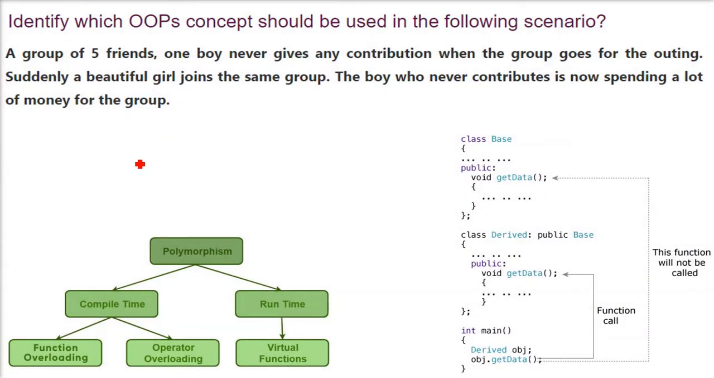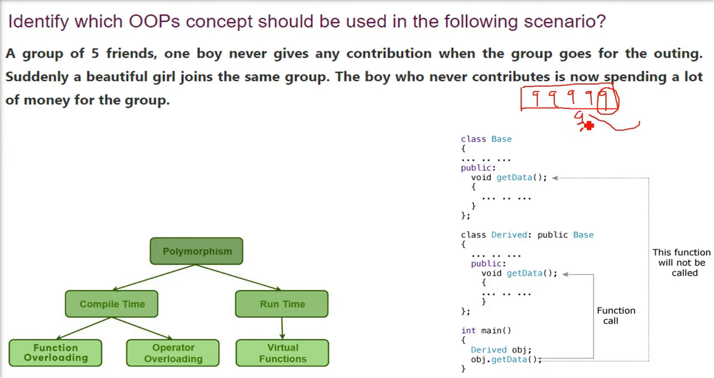There is a very interesting scenario. Now what happens here? There are 5 friends, and they're good friends, and they go out for some food and beverages, etc. But one of the boys in these 5 never gives money. He is never contributing at all. The 4 other guys are contributing.